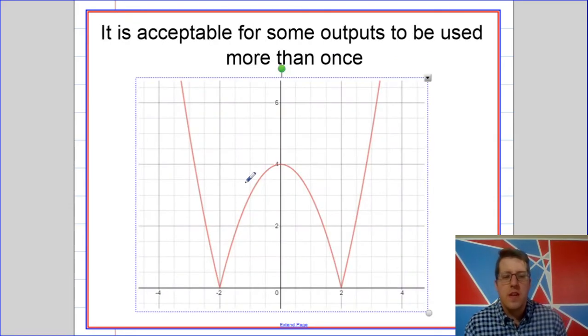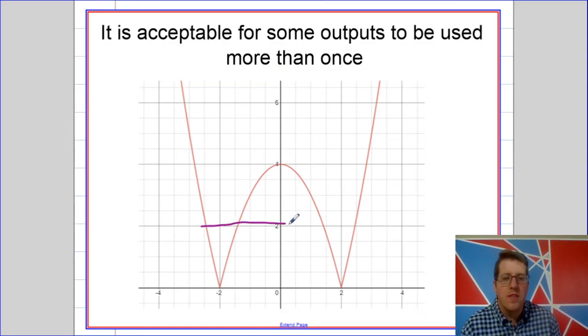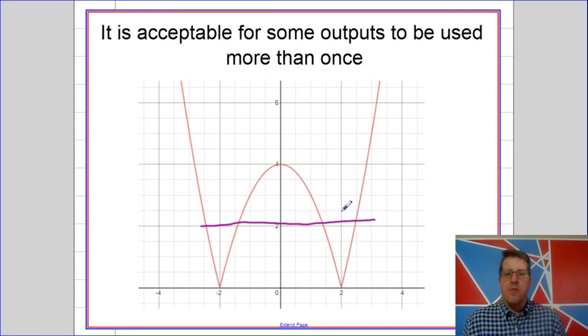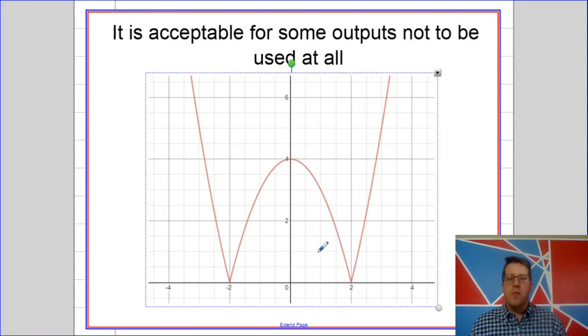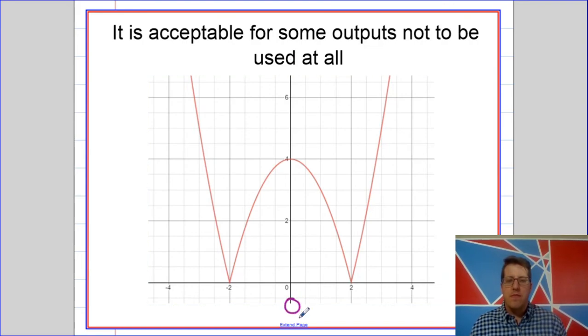The next rule is that it is acceptable for some outputs to be used more than once in a function. So it is okay that this graph doesn't pass the horizontal line test. We'll talk later on about what that means for what's called its inverse, but for now, a function is allowed to have the same y value multiple times. And finally, it's acceptable for some outputs not to be used at all. This graph never hits -1. That's okay. There is no rule in functions saying that every output has to be used.